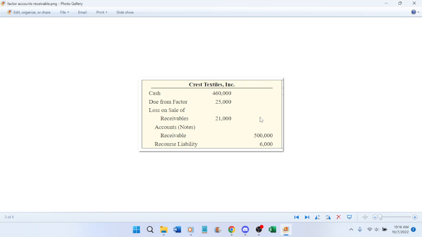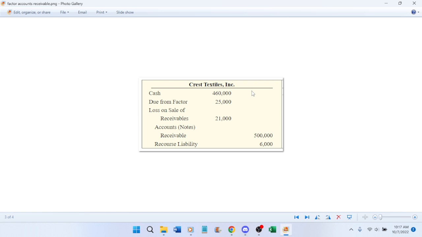Because 506,000 minus 46,000 is 460,000. Yes, so just for the cash, just do these two minus these two. But do from factor. And then loss on sales rules is the finance charge plus what? The finance charge plus the recourse liability, I think.